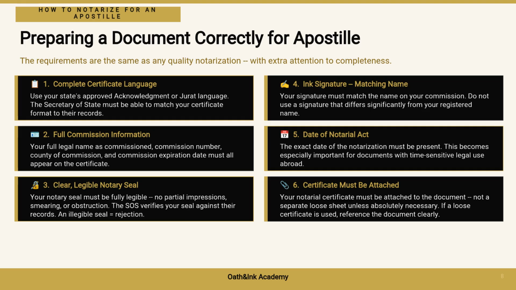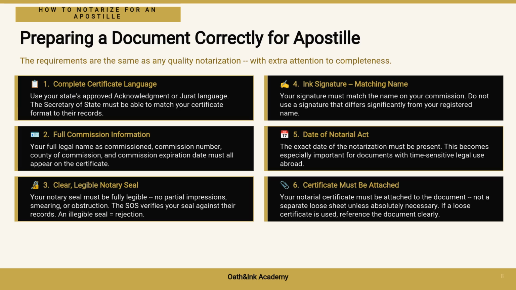Now let's look at the specific notarization requirements when you're preparing a document for apostille. The overall requirements are the same as for any quality notarization, but the stakes for completeness are higher because the Secretary of State is going to verify every element against the records of your commission. Let's break down each requirement. First, complete certificate language. Use your state's approved wording. In Tennessee, the Secretary of State has specific certificate formats. Your certificate must use language they can recognize.